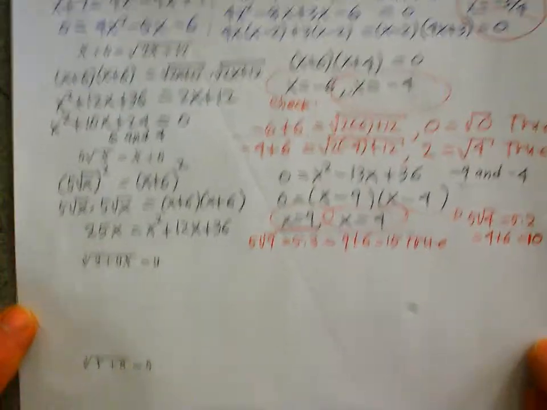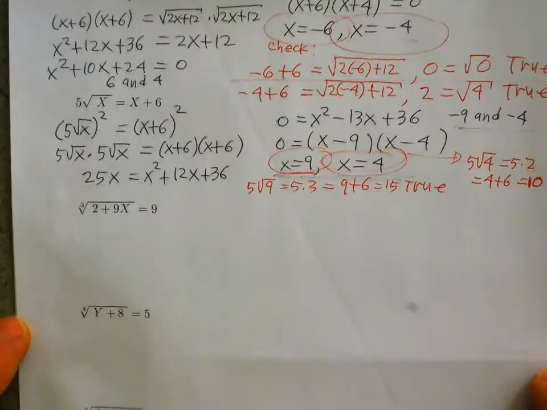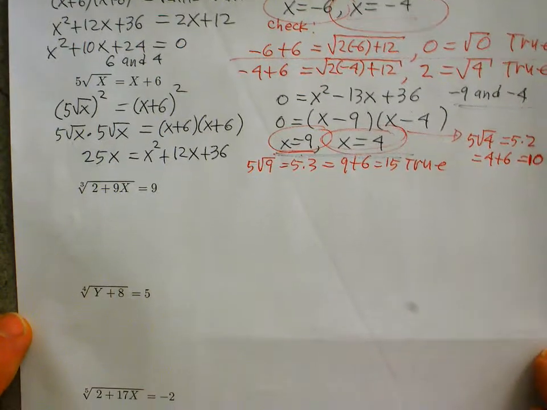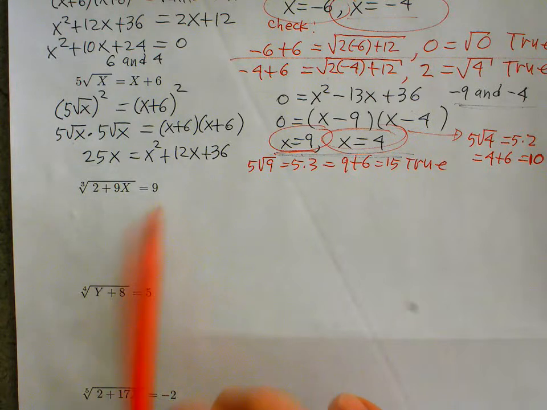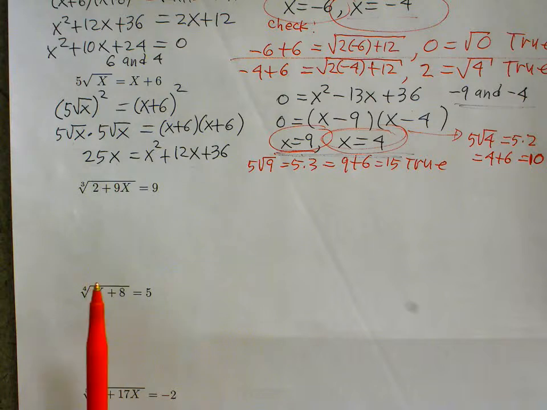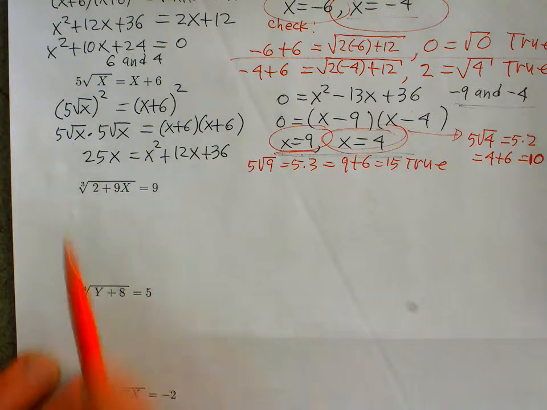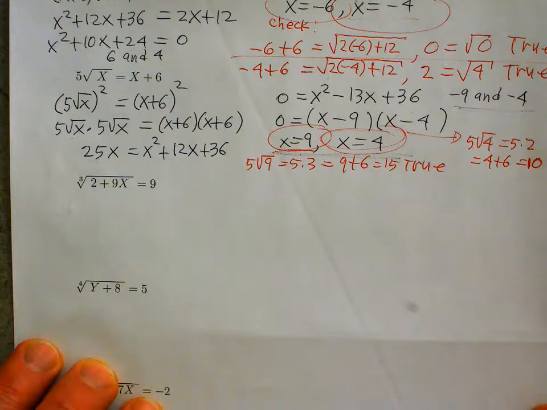Okay, now we're going to switch to a different kind of radical. This time we have the cube root of 2 plus 9x equals 9. So we want to solve for x. x is inside the cube root, or the radical with index 3. So what do we have to do? This time we're going to raise both sides to the third power because it's a cube root instead of a square root.